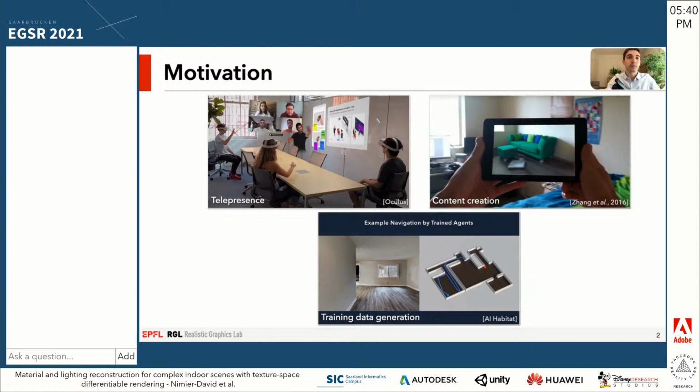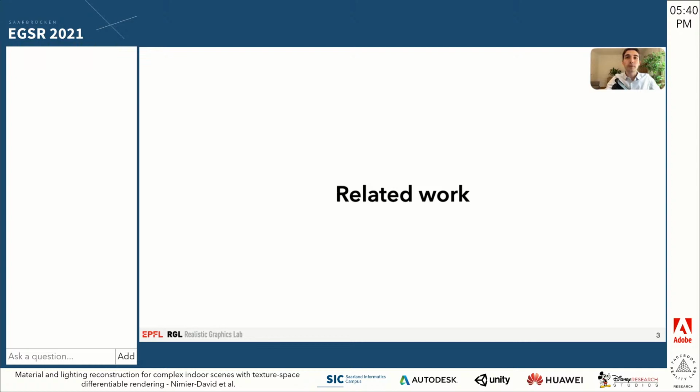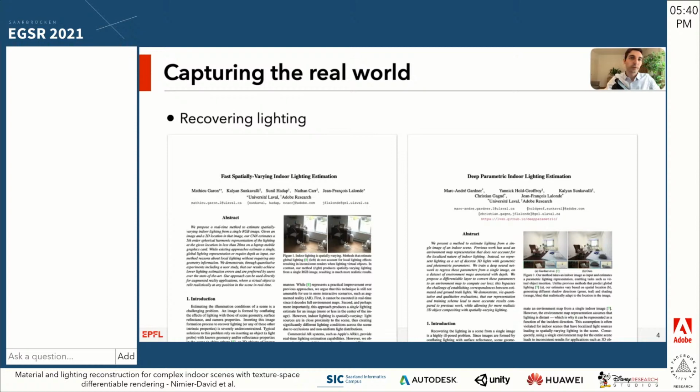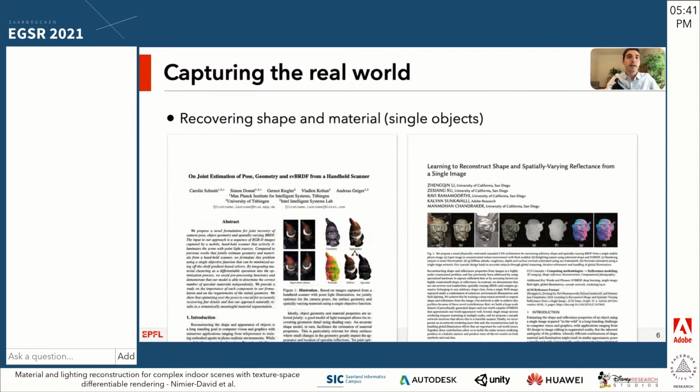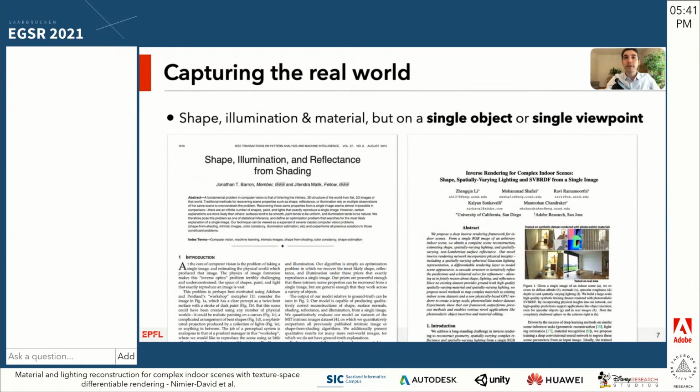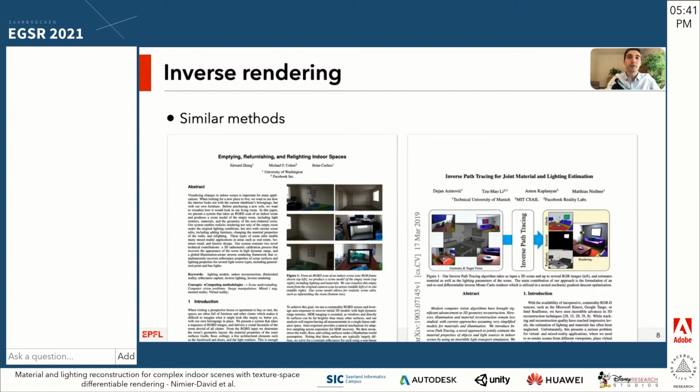The problem of capturing the real world has been approached via many angles, and I'll briefly mention a few examples now. There are methods that focus on reconstructing only indoor lighting or recovering only materials, and there are methods recovering both materials and shape of single objects. There are even methods recovering the shape, material, and illumination, but that's typically limited to a single object or a single viewpoint. And finally, there are methods that recover lighting and materials of entire rooms while taking into account global illumination. The method of Zheng and colleagues on the left is more focused toward a refurnishing application, and so it cares less about accurately capturing the existing room contents.